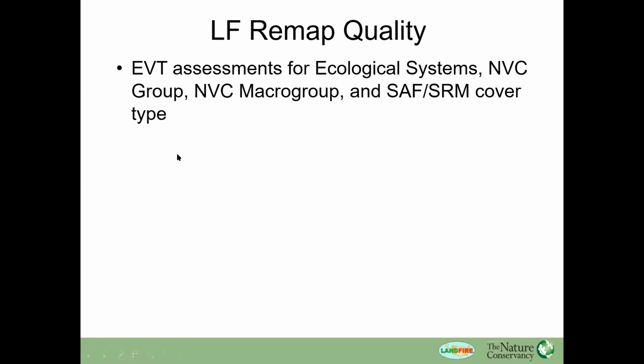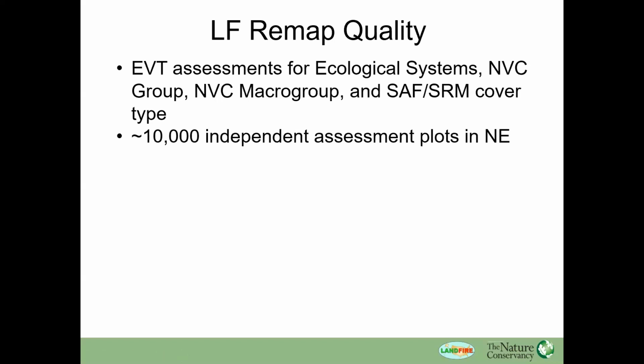We do publish and make available assessments of the quality for the vegetation maps in 4 different ways: ecological systems, National Vegetation Classification Group, NVC Macro Group, and SAF SMRM cover type. Those are available for download. So if you use the existing vegetation type data, you should get some idea about the quality based on those products. We actually withheld about 10,000 plots from the mapping process in the Northeast to use as an independent testing site.